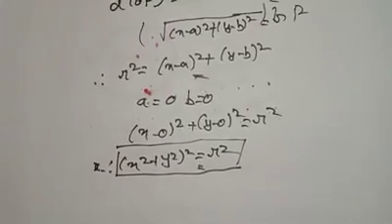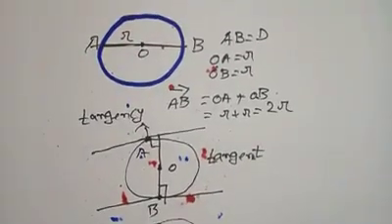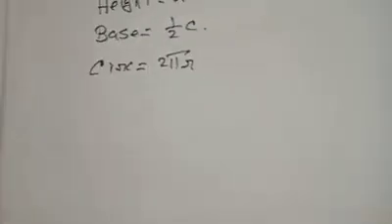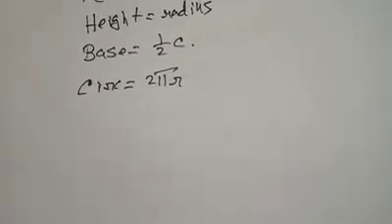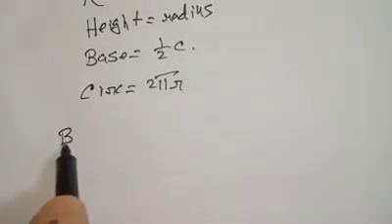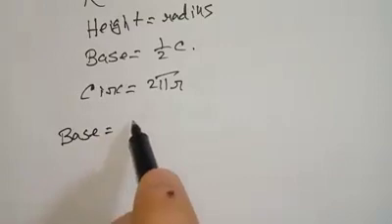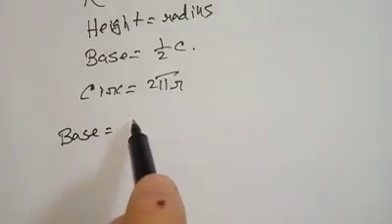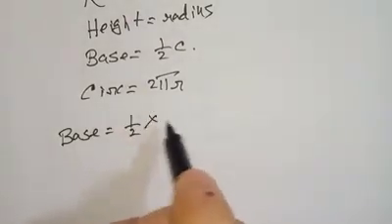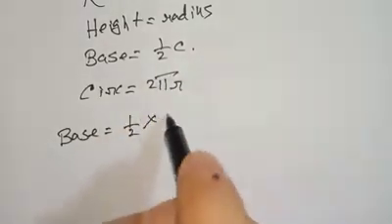Why circumference equals 2 pi r? In this part we have seen, let me go back to that part. Yeah, this one. We have seen that circumference equals 2 pi r. So from here, if I come back to my original equation, if circumference equals 2 pi r, what I can do is substitute the value of base, which equals half. So I am trying to find the base equals half multiplied by 2 pi r, half of the circumference.